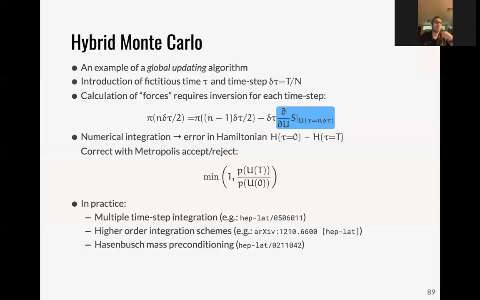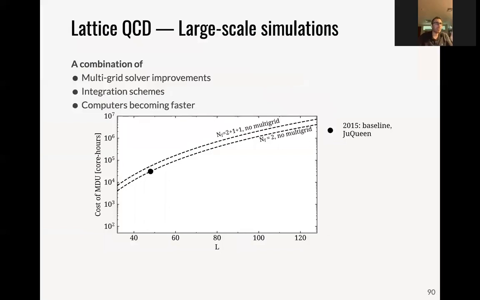Okay, so I'll just give you an example now of how all these methods can come together. This comes from some personal experience in simulations that I've been involved in, but it is also true for other collaborations in Lattice QCD. I want to give you an idea of how algorithmic improvements and the result of computers becoming faster can be combined to make progress in this field.